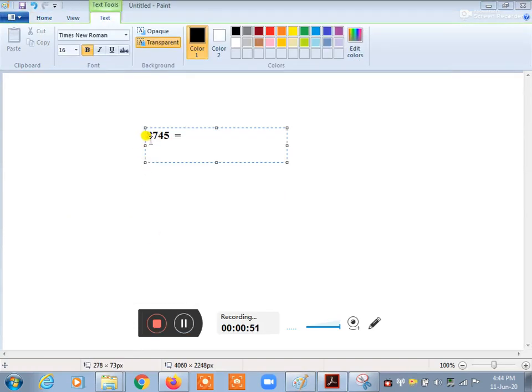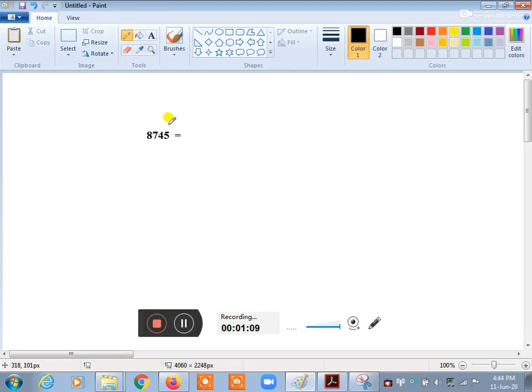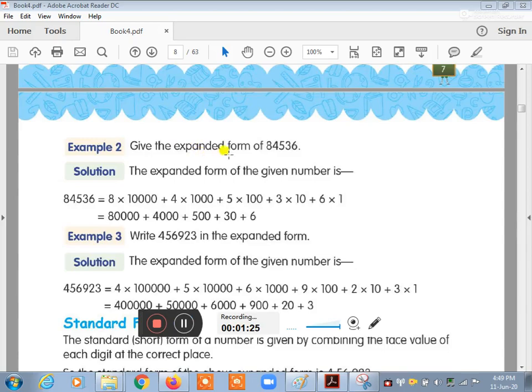The given number is 8745. So how to write here? Expanded form is the sum of the place value of each given digit. So here the ones, tens, hundred, thousand. So 5 is in ones place, 4 is in tens place. Here they have given one more example.